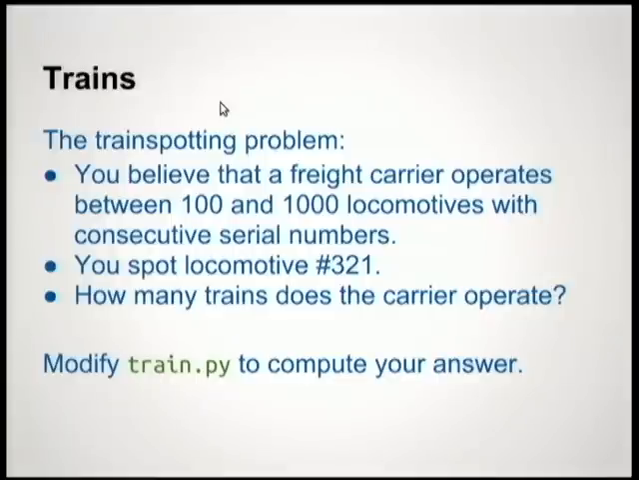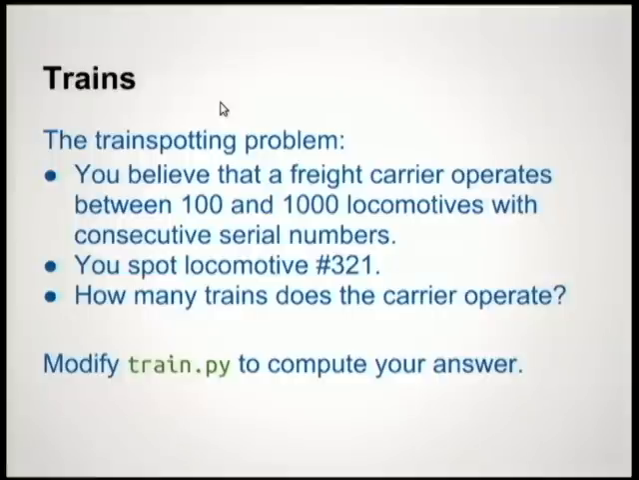So let's say that you're a train spotter, and you have a prior belief about a certain freight carrier, like CSX, and you think that they operate somewhere between 100 and 1,000 locomotives. And maybe you have some background information, that you know the company is so big that that's how many locomotives you figure they probably have. So you go down to the rail yard, and you see one of their locomotives, and you see that it is locomotive number 321. The question is, what should you now believe, having seen that data?